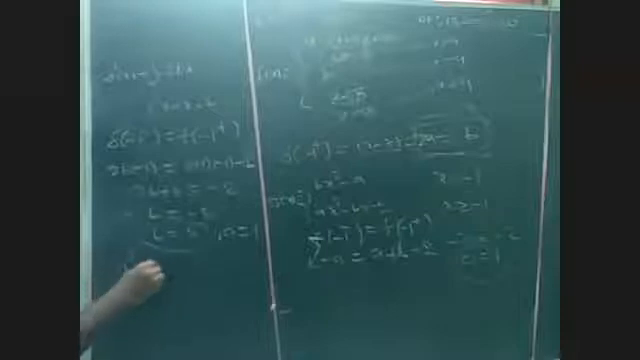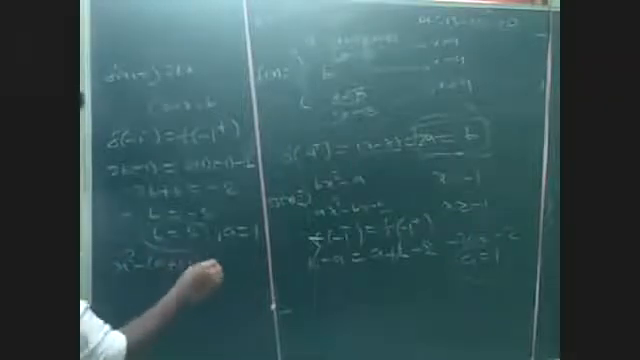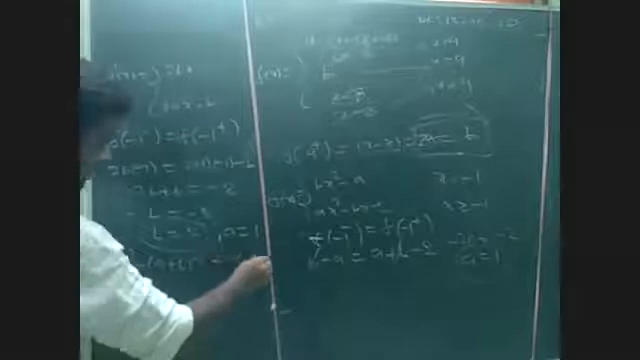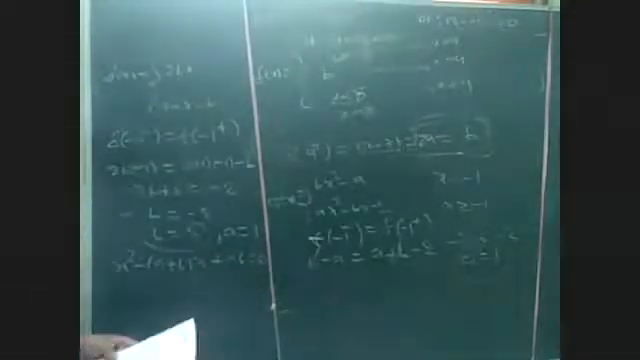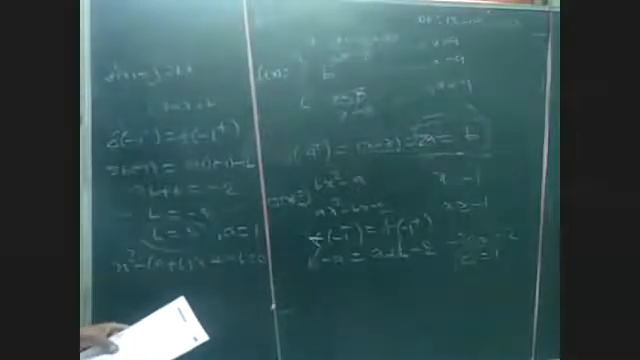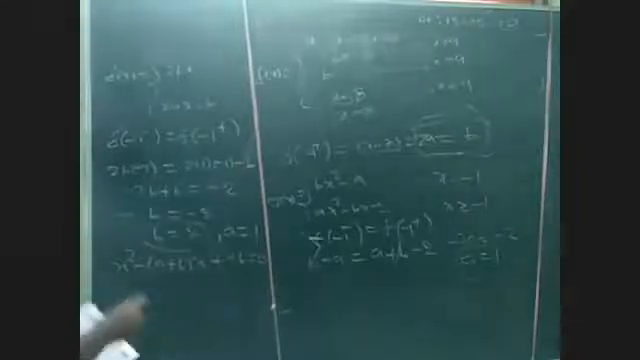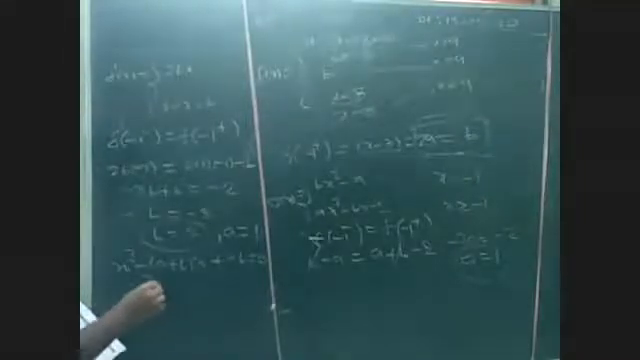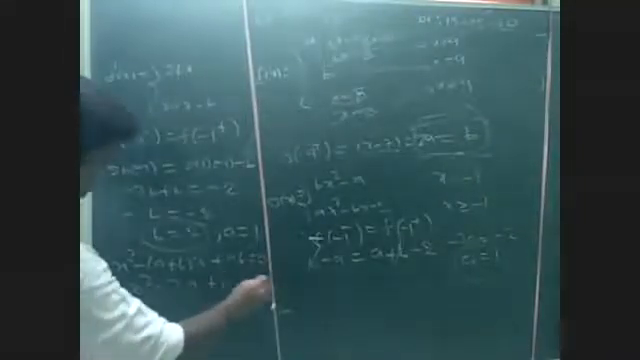So x square minus (a plus b) into x plus ab is equal to 0. Then what is the equation? Substitute the a comma b values. Which one of the options is right? Second option. So here x square minus 3x plus 2 is equal to 0, so we get the second option is right.